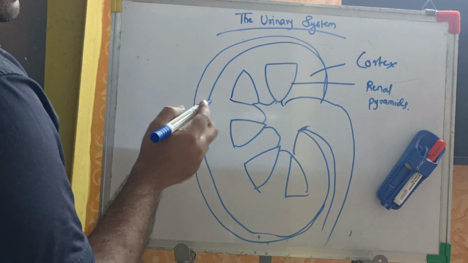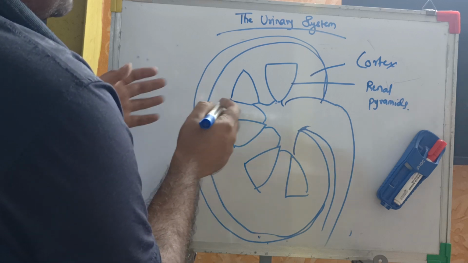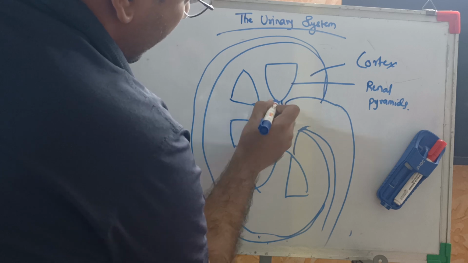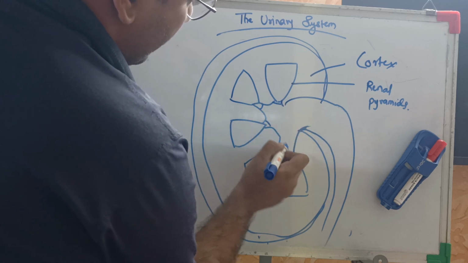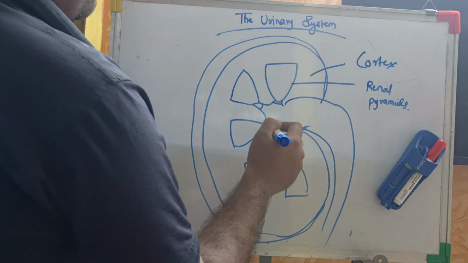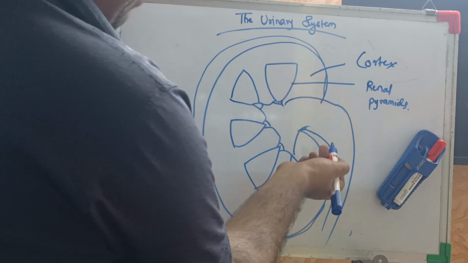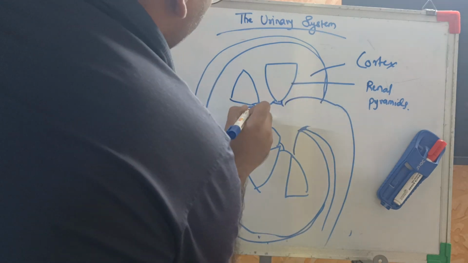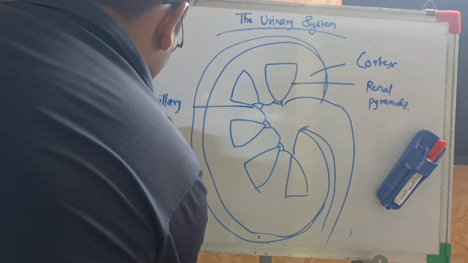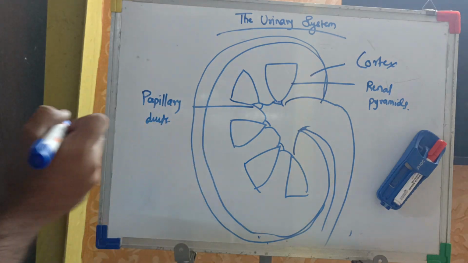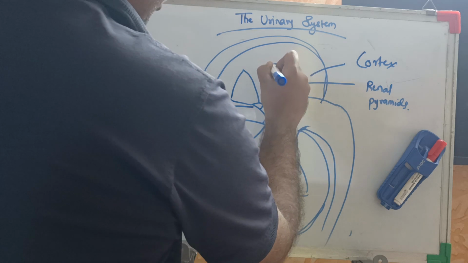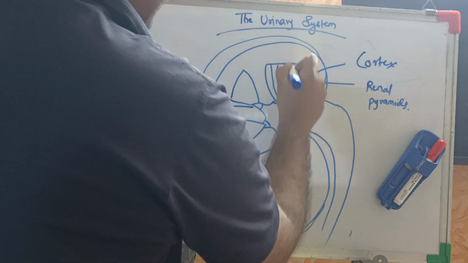The urine is formed in the cortex, passes into the medulla, and is passed into the pelvis through these ducts. They are known as the collecting ducts or the papillary ducts, so it is collected into the pelvis. They are also known as the collecting tubes of the nephrons. The nephron is the structural and functional unit of the kidney.